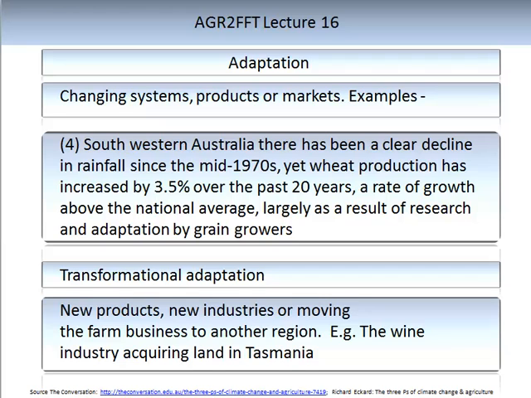And the fourth area of adaptation is that of transformational adaptation. By this we mean new products, new industries, or moving the farm business to another region. For example, there is an expansion of the wine industry occurring currently in Tasmania, as both current and future predicted climates in this area are very well suited to this industry and its quality requirements.